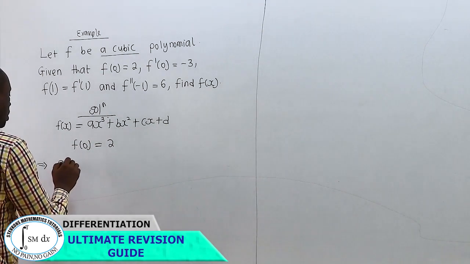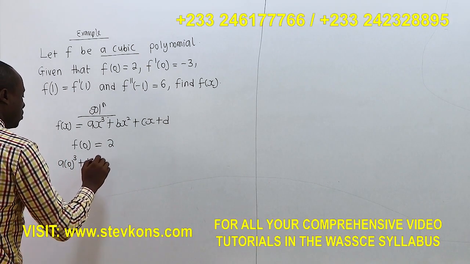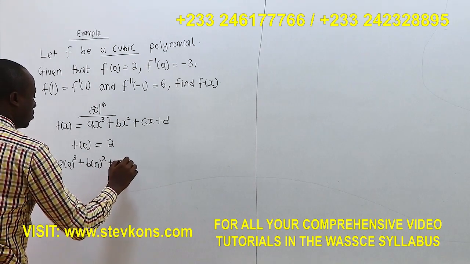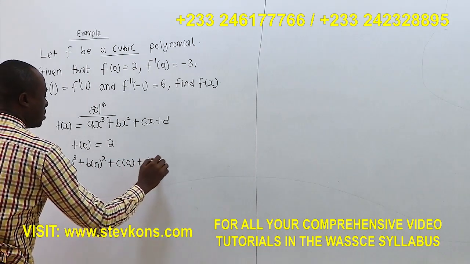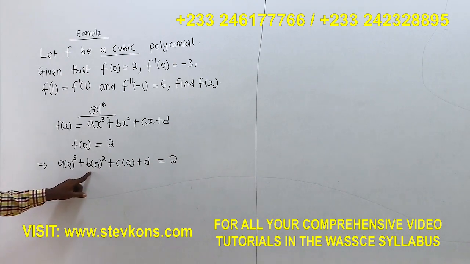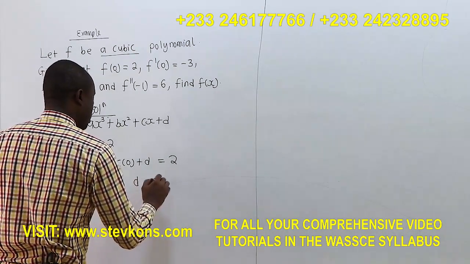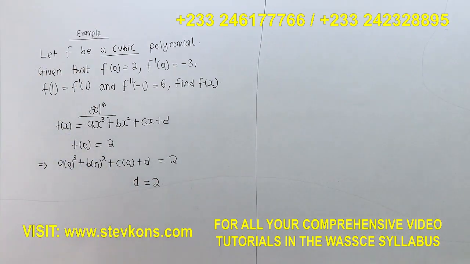So we have a times 0 to the power 3, b times 0 to the power 2, c times 0, plus d, and this is equal to 2. Now, this will be times 0, 0, 0. So we have d to be equal to 2. Wow, d is equal to 2.